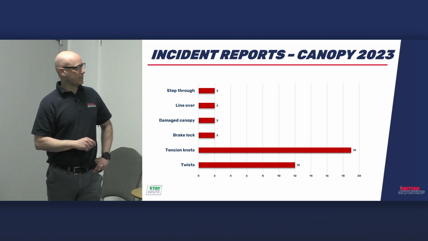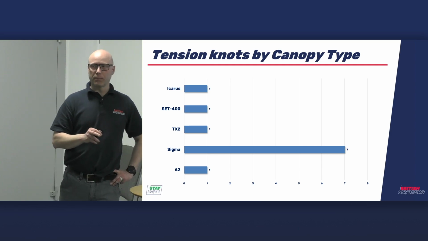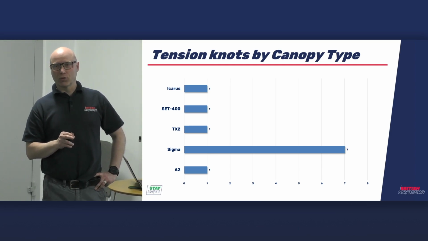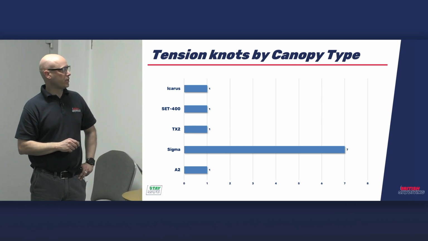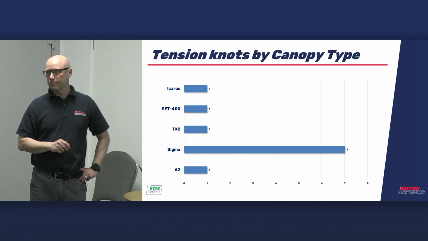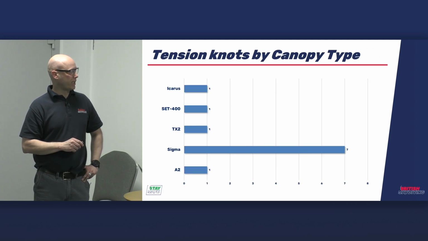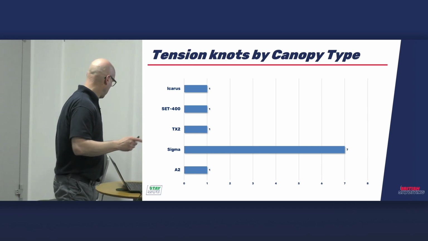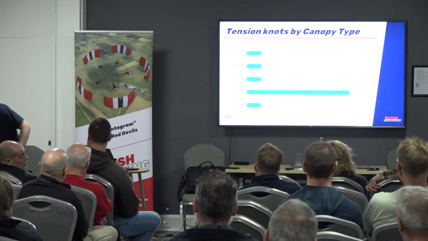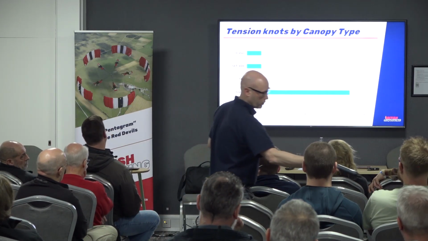So when we looked at these figures last year, again, tension knots and twists. And this always brings up the debate. We usually get the tension knots on Hops and the twists on Icarus canopies. So with tension knots, it wasn't Hops this year. It was mainly Sigmas. And compared to last year, there was a lot more tension knots on Sigmas than traditionally we've seen. Will? Do you have that as a percentage of how many jumps though? Because more people are using Sigmas, right? Yeah, absolutely, and that's a point I'm coming on to.